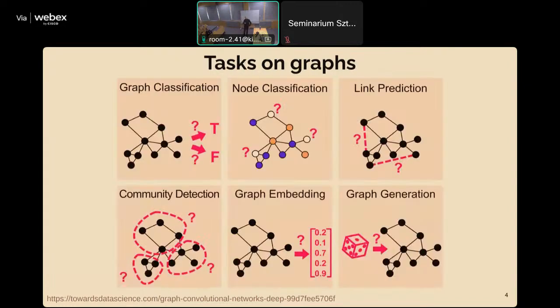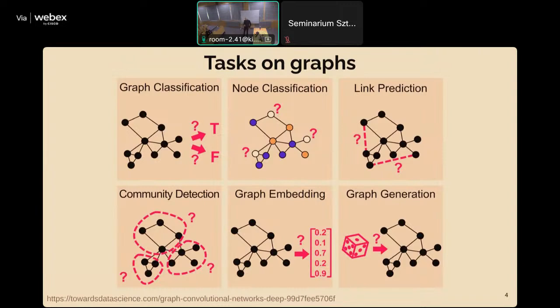So we have a lot of tasks on graphs, and those tasks are very natural to represent on graphs. For example, graph classification, where we want to classify the whole graph, or we have a single label for the whole graph. For example, this is absolutely dominant in computational chemistry, where we want to predict some function of the whole molecule. For example, is the molecule toxic or not, or how soluble it is in water. So there's a singular label for the whole graph.